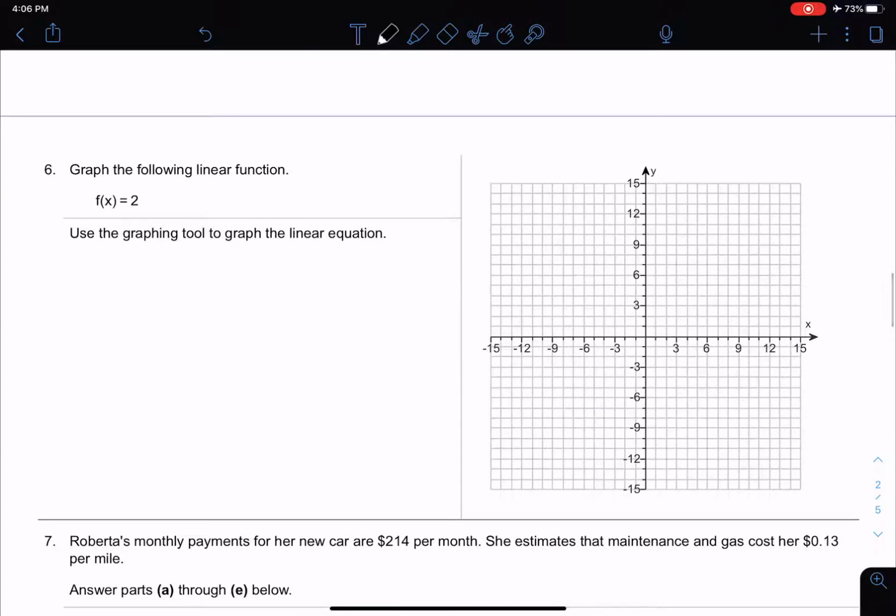Moving right along, this is a function, and it's f of x equals 2. Remember I was harping on you guys about that? Y equals 2 is going to make a horizontal line. And y and f of x are interchangeable in this case, so this makes a horizontal line. Of course, it has a slope of 0, but more importantly, it makes a horizontal line at 2.